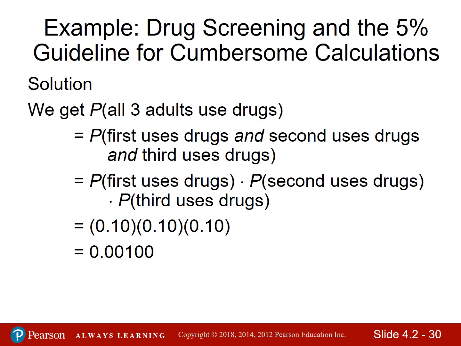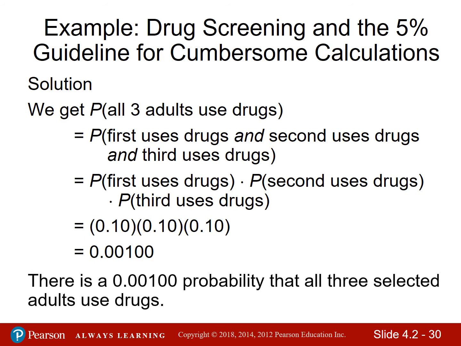So P of all 3 adults use drugs, P of the first uses drugs, and the second uses drugs, and the third uses drugs, will be P of first times P of second times P of third. Each one is 0.10 because we consider them independent. They don't affect each other. That's why these numbers stay the same. So 0.10 times 0.10 times 0.10 is 0.0010, right? So there is a 0.001 probability that all 3 selected adults use drugs.